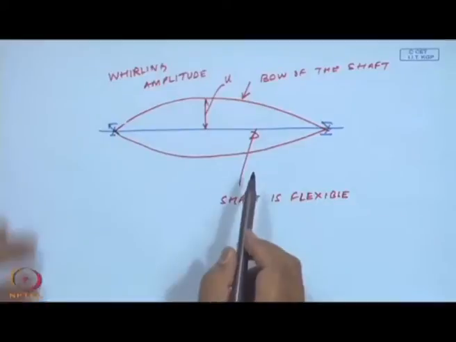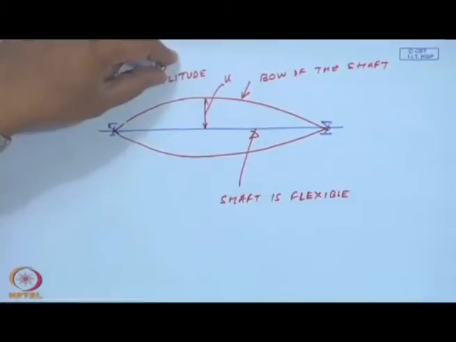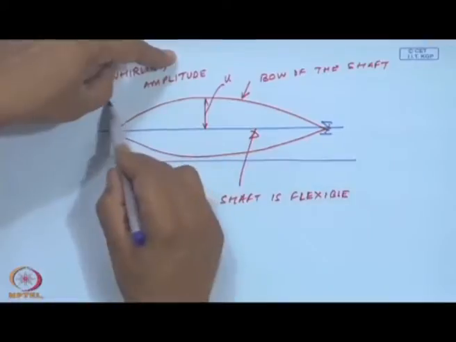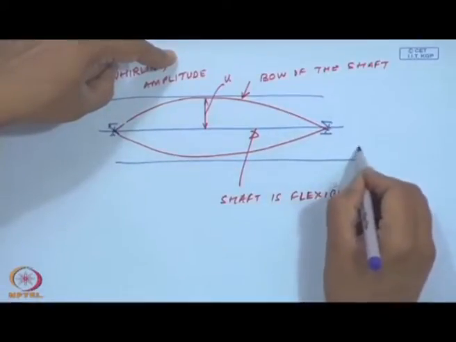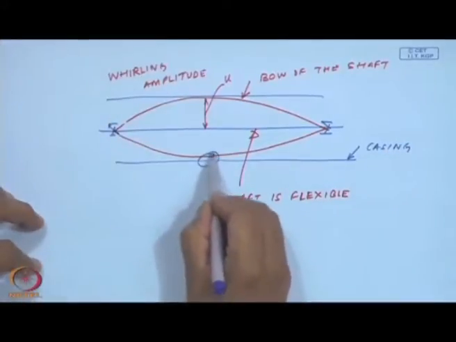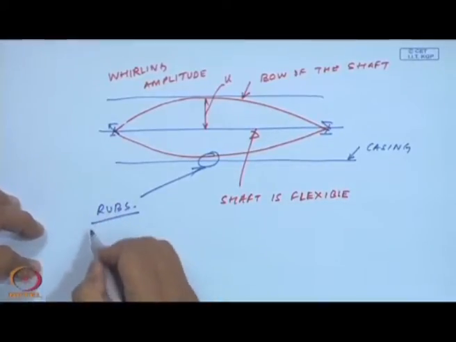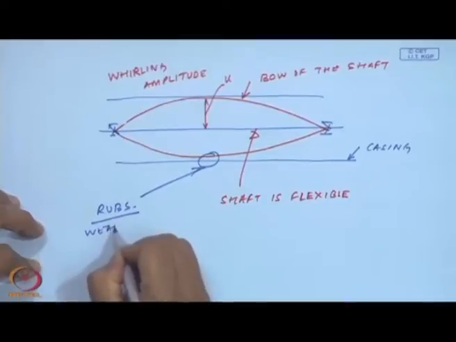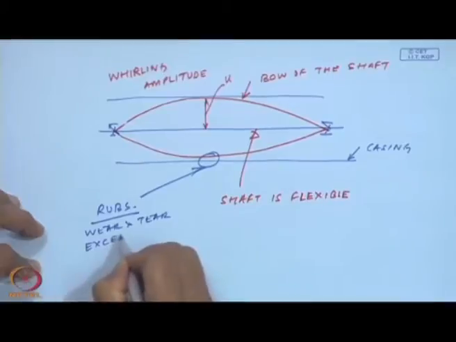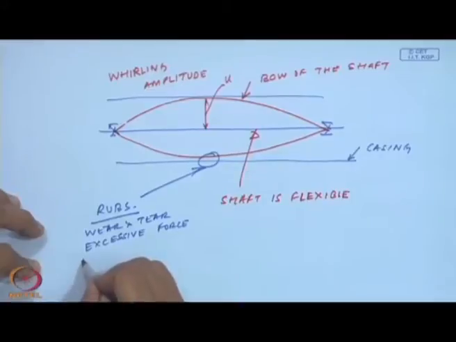our objective is to reduce this whirling amplitude, because if it whirls, sometimes it may foul with the casing in a system. Suppose this is my casing. Once it touches here, these are the regions where rubs are going to occur, and this is going to create wear and tear, excessive force, and then material may fail.